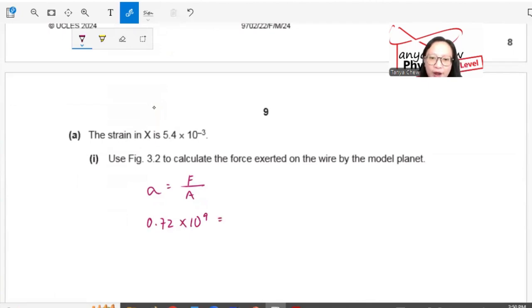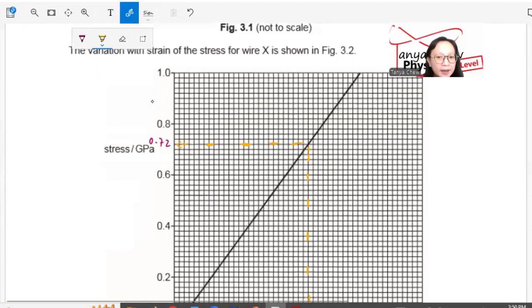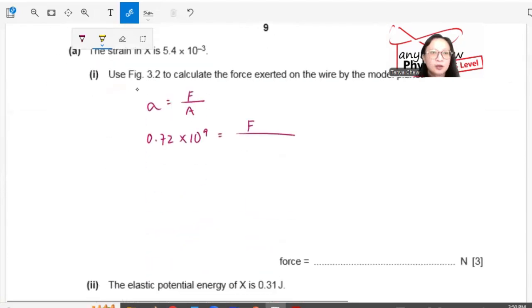Remember? F, you have to find. Area, it seems like the area is not being given. No worries. Remember, they give you the diameter of the metal wire. So for the metal wire, you have to think of the surface of the metal wire as a circular surface area. So this is called surface area. A is equal to pi r squared.